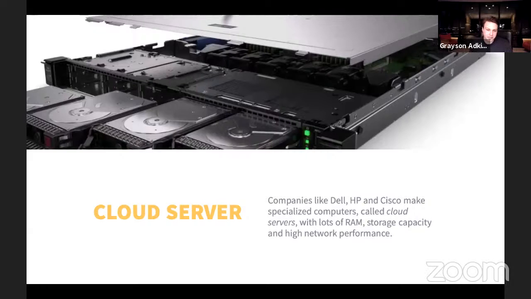Companies like Dell, HP, Cisco, they make specialized computers called cloud servers that have lots of RAM, lots of storage capacity, and high network performance. And these computers are, if you can imagine, two pizza boxes pushed together. That's about the size of them. Generally anywhere between maybe 20 to 50 pounds apiece. They're pretty heavy. But they're loaded with hard drives and modern memory and all sorts of other components you find in your typical desktop computer or laptop, but just beefier, bigger versions of them.